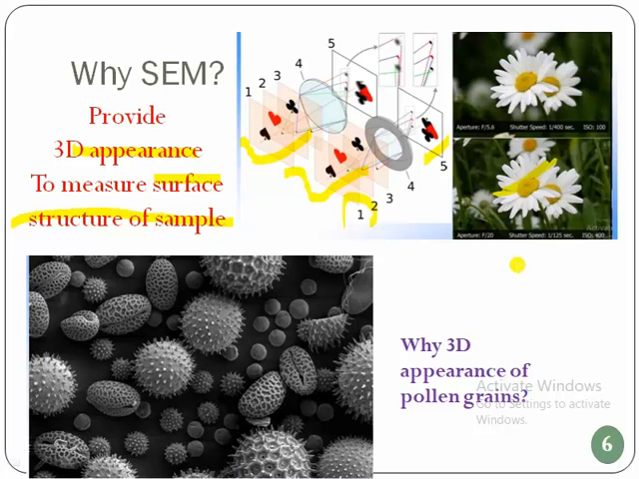Now why 3D appearance? Here there is an example of pollen grains. But why is there a 3D appearance of pollen grains? This is again a question. So it will give a good depth of field. That's why we will get a very high resolution. So we will get the 3D appearance.